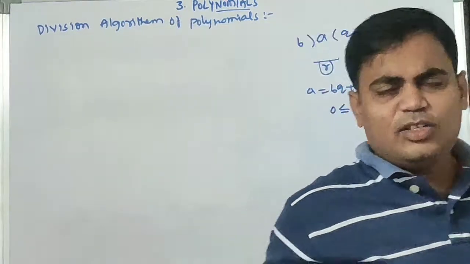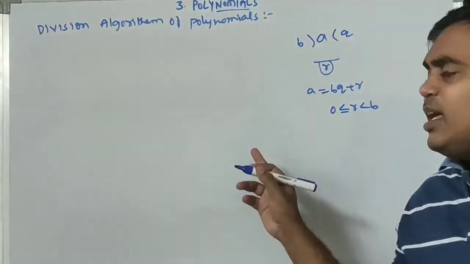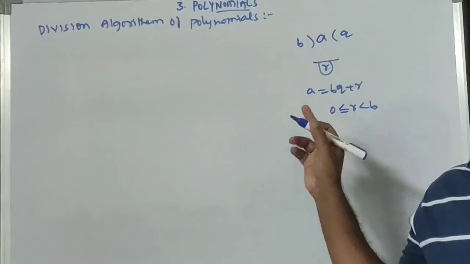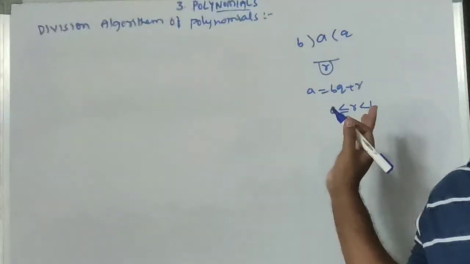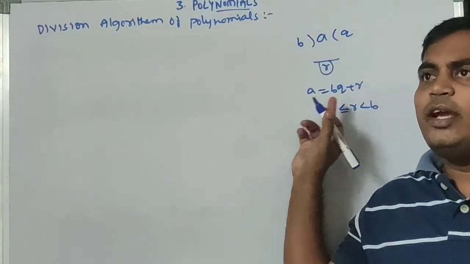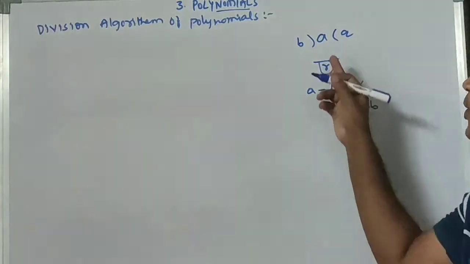So this remainder should always be less than the divisor, and it may be 0, but it won't be negative. r should lie between 0 and b, including 0, excluding b. So this is Euclid's division lemma.